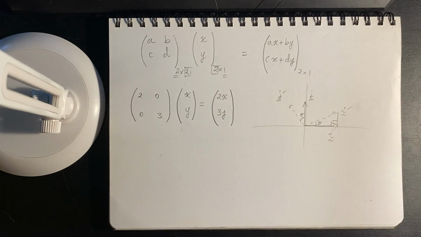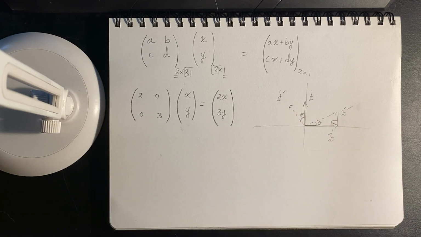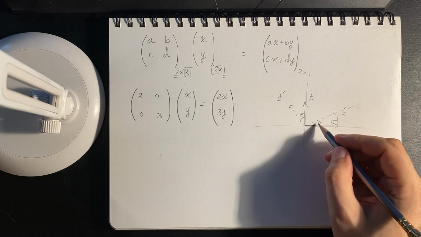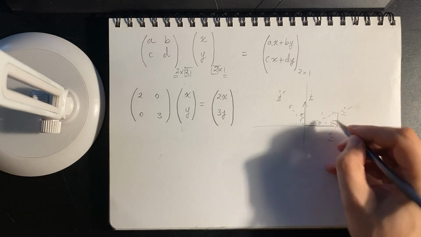So we have a right angle triangle here. I'm going to express i dash in terms of the original x and y coordinates, in terms of the original i and j basis vectors. So this is some angle. We have a length of 1. We know that because it's a basis vector.